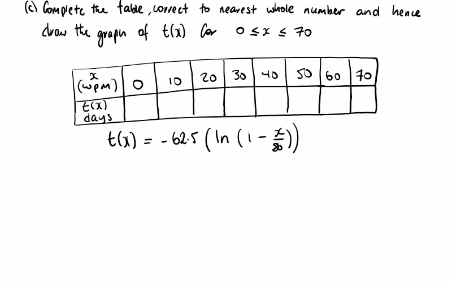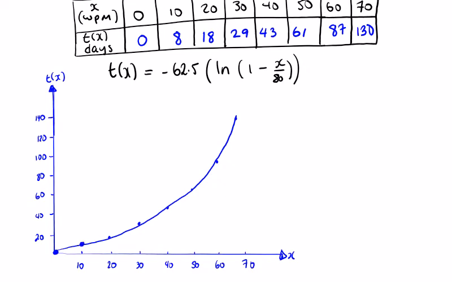So the answers you should get are 0, 8, 18, 29, 43, 61, 87, and a big jump to 130. So this looks like pretty much an exponential growth curve. So let's graph it. So it looks something like this.